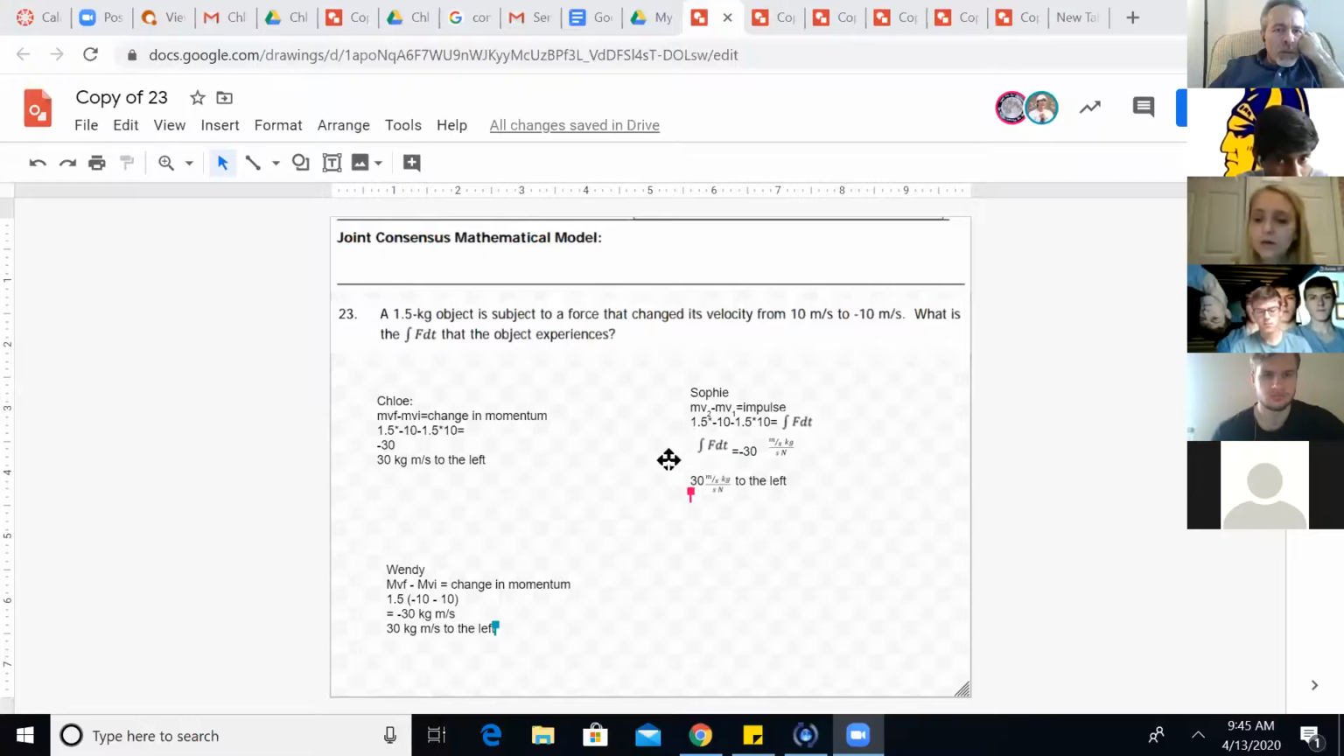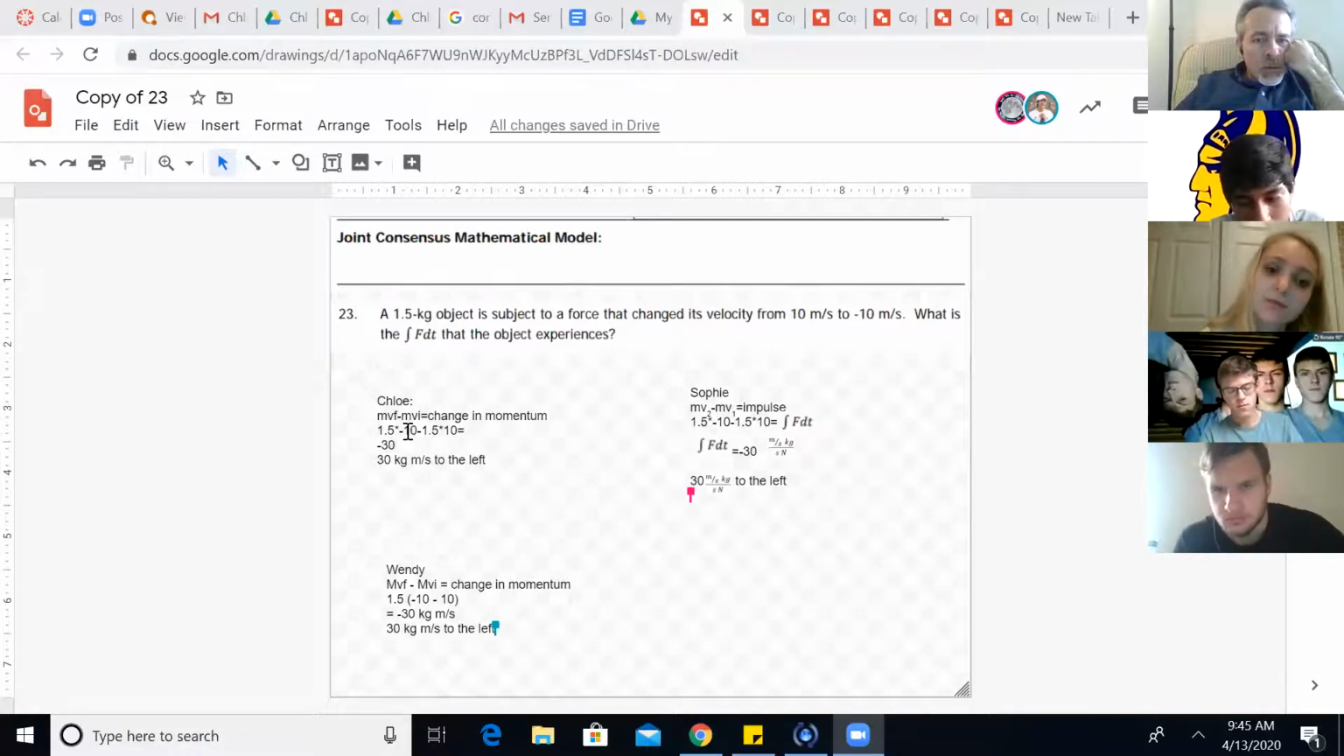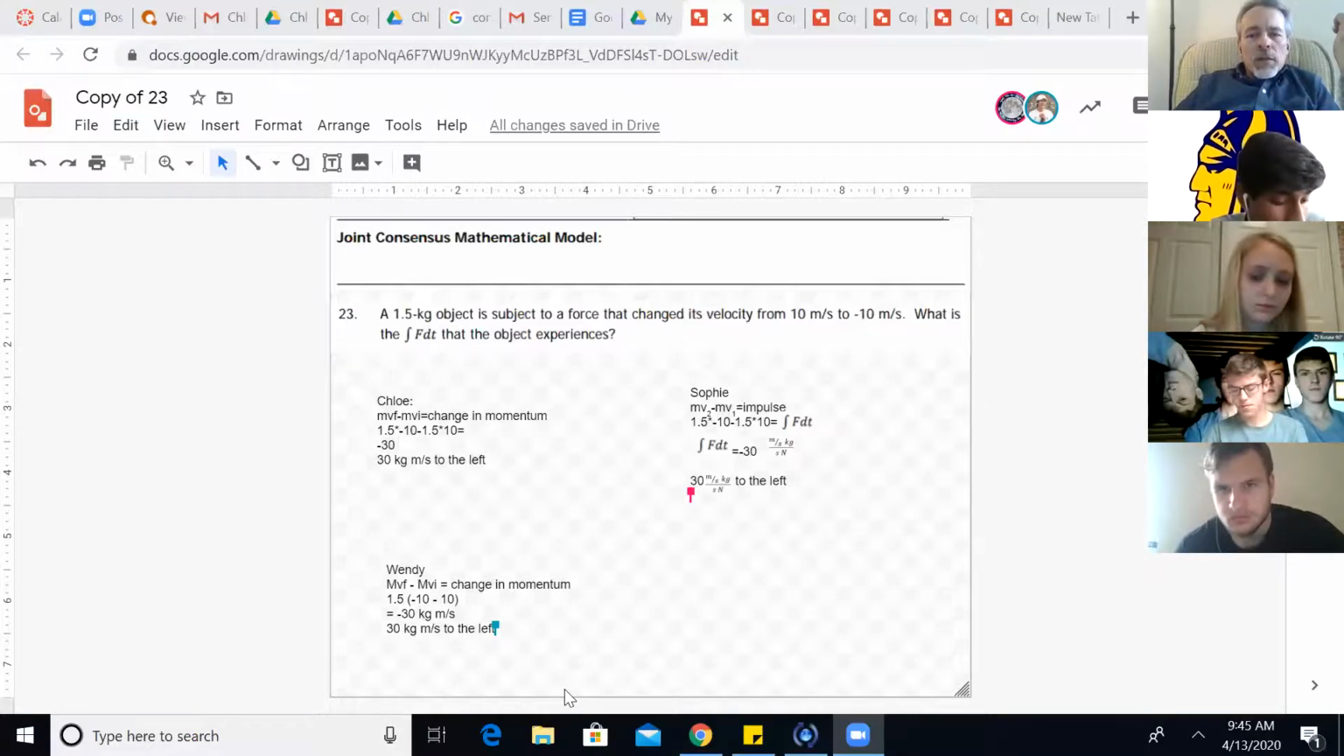Okay. So for this one, we did the final minus initial to get the change in momentum. Cool. And then we did 1.5 times negative 10 minus 1.5 times 10. We got negative 30. So then we knew that was 30 kilograms meters per second to the left. Perfect. Yeah. And so this is kind of interesting. I'll go ahead and take control. That looked perfect to me.